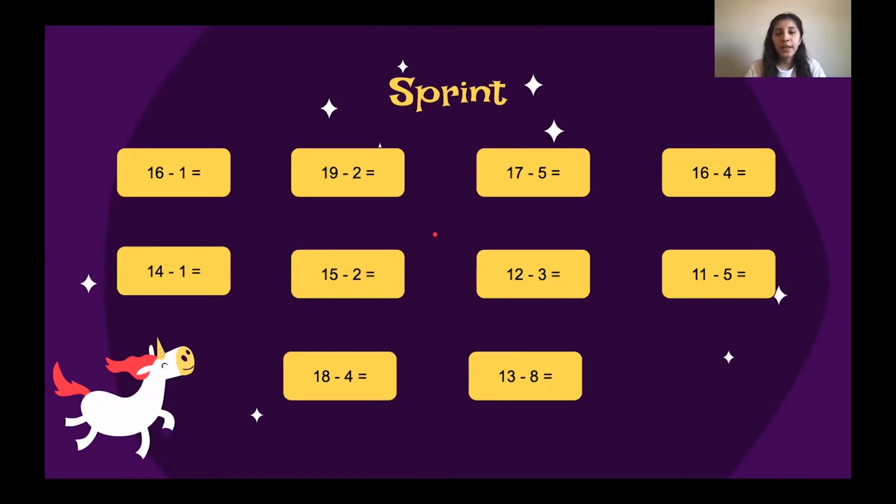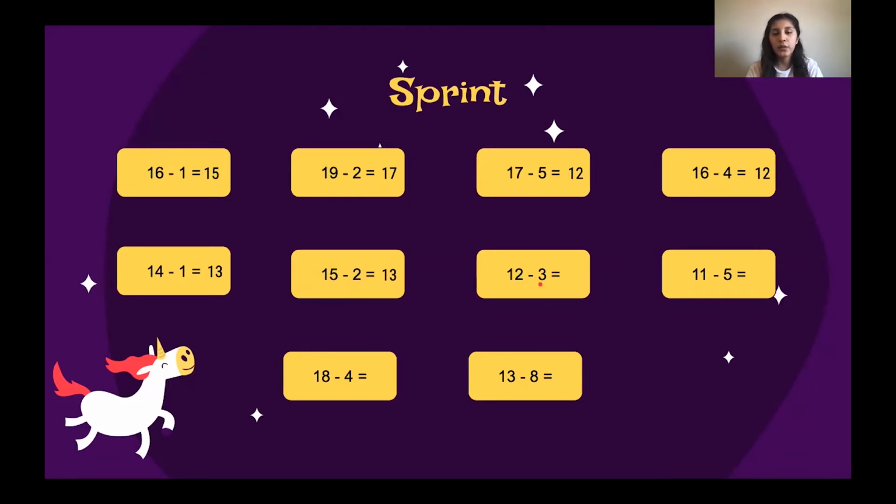Alrighty, now that you've had enough time to do the problems on your own, let's look at the answers. So this one's 16 minus 1 equals 15. 19 minus 2 equals 17. 17 minus 5 equals 12. And 16 minus 4 equals 12 as well. And 14 minus 1 equals 13. And 15 minus 2 equals 13.